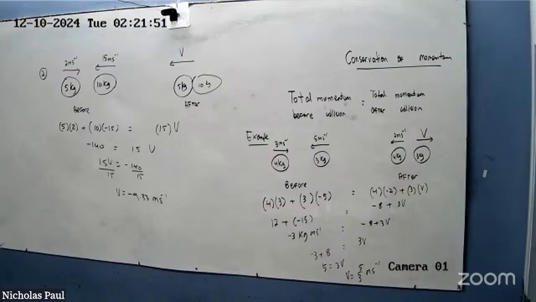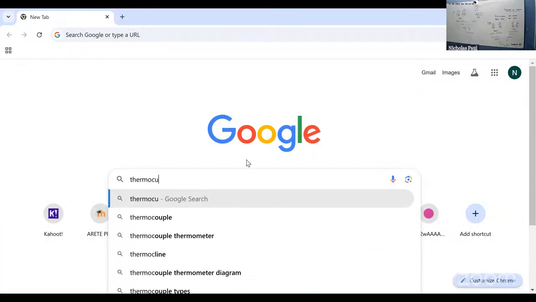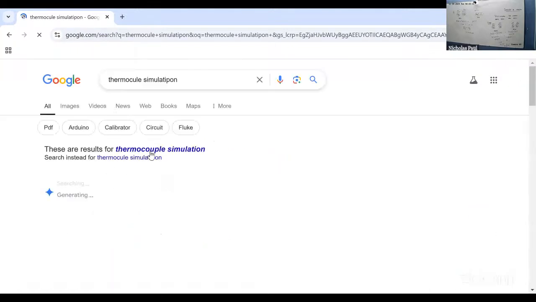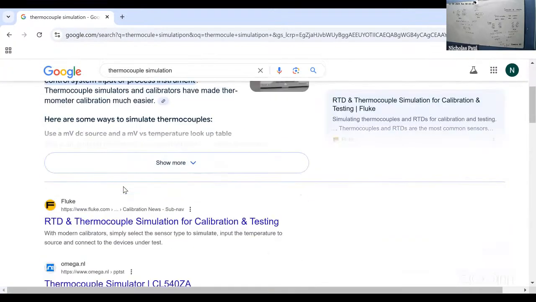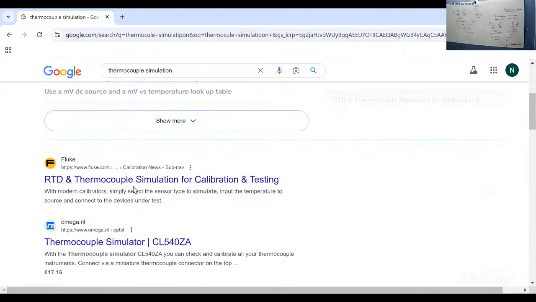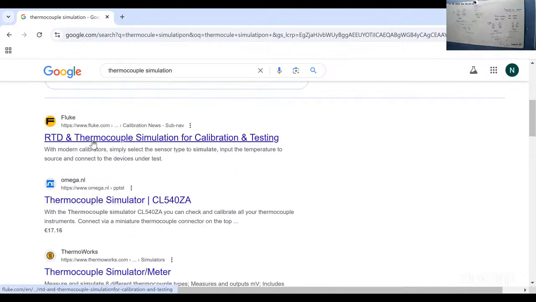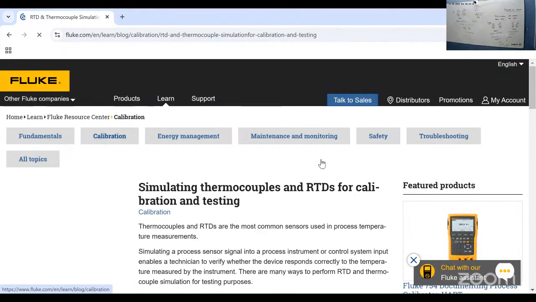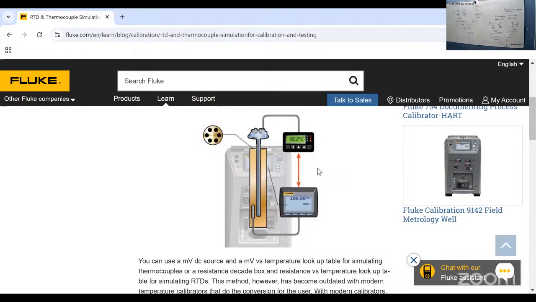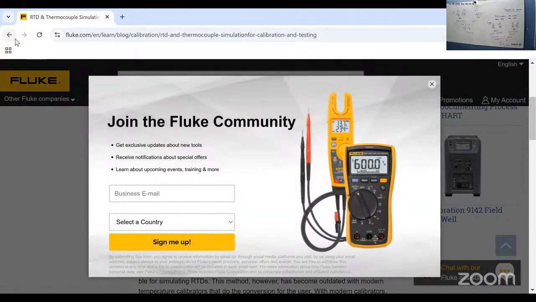All right, let's take a look at this here. Thermocouple. Let's play with the formula. Let's try this one out.